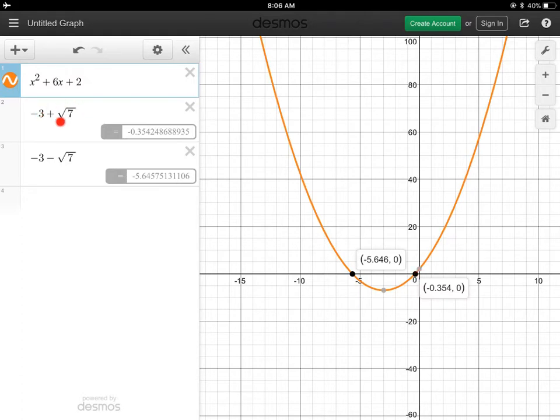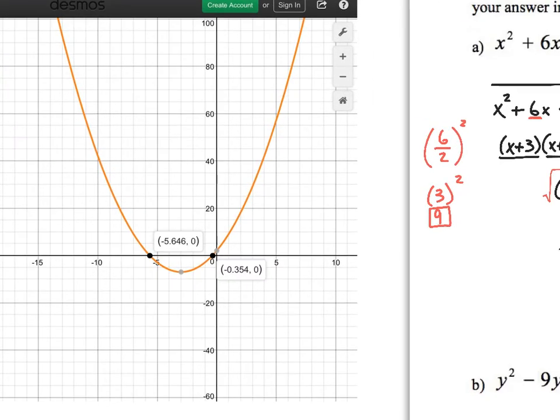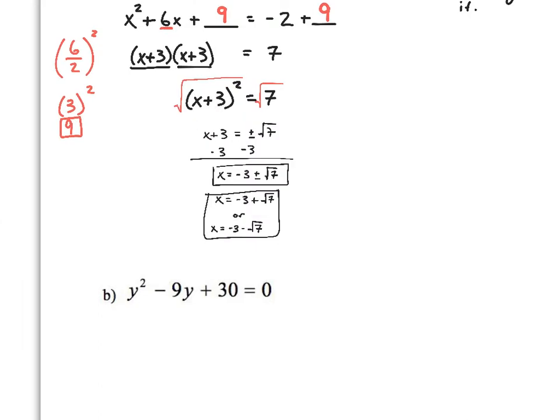Now, in order to figure out my decimals on the other side, I had to plug in negative 3 plus the square root of 7 and negative 3 minus the square root of 7. And those gave me these two numbers here. Those are the solutions. These are the exact solutions, and you can approximate them. I don't want decimals, I want the exact form of these. So this is how you solve any quadratic by completing the square. It's actually kind of a powerful tool that we use.